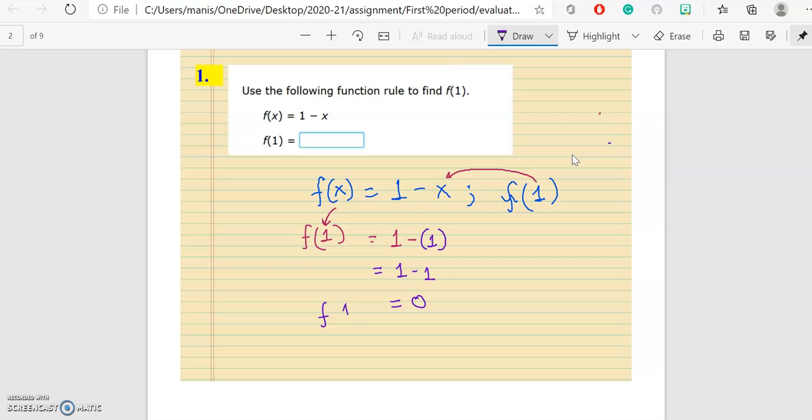So this means f of 1 is 0. This is called evaluating a function. How do you evaluate a function? You take the value of input. The value of input is f of 1. Where do you substitute? You substitute in the value of x. Okay, and this gives you the answer. 1 minus 1 is equal to 0.